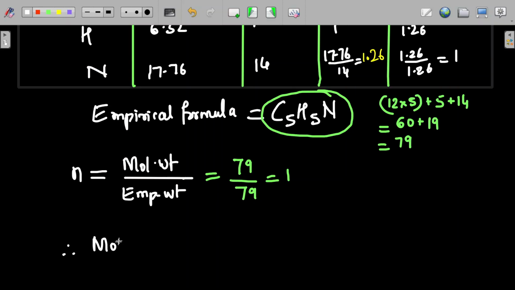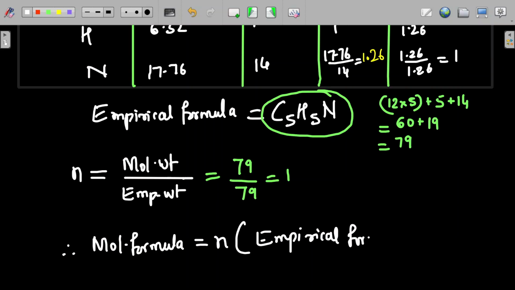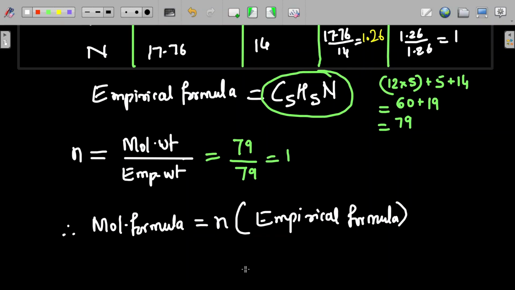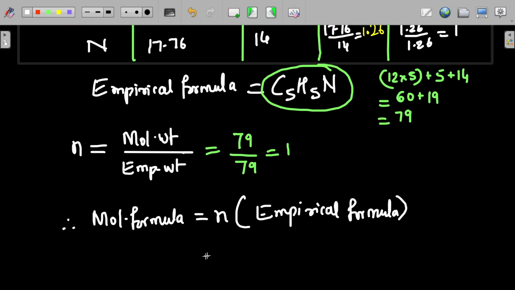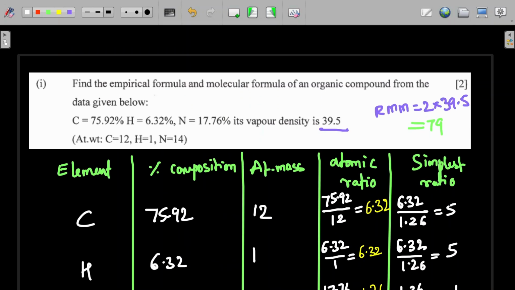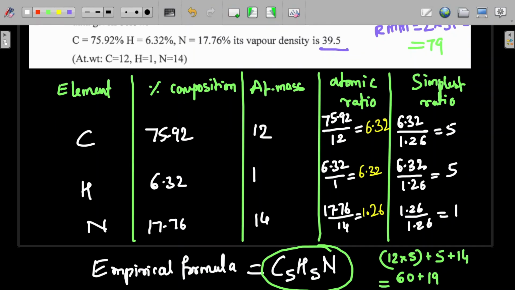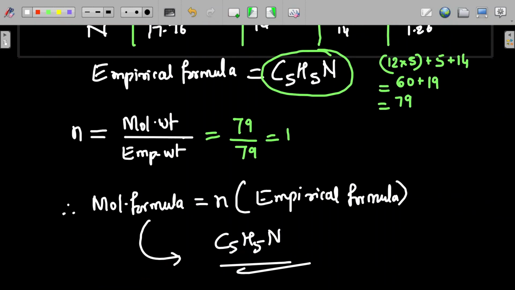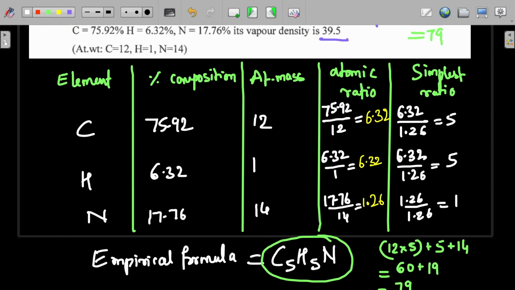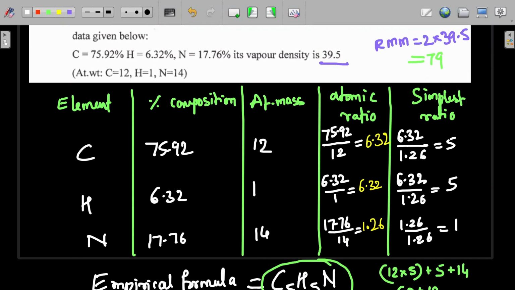Therefore, your molecular formula, what is molecular formula? It is N times empirical formula. Here N is equal to 1, so your empirical formula is same as molecular formula. So N is 1, so C5H5N as it is. Okay, so you have to write this step by step. Actually, it will not be for 2 marks, it will be minimum 3 marks, sometimes 4 marks also. But if you write half of the answer, then half of the marks.